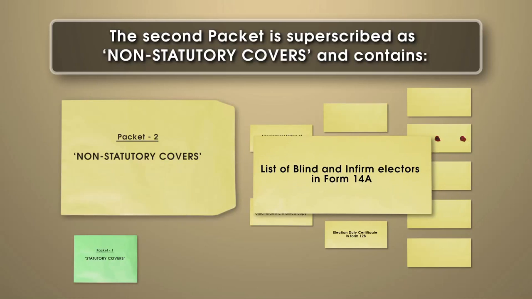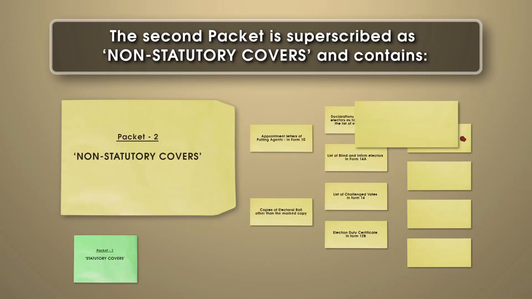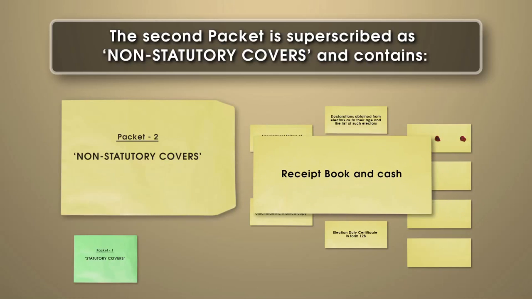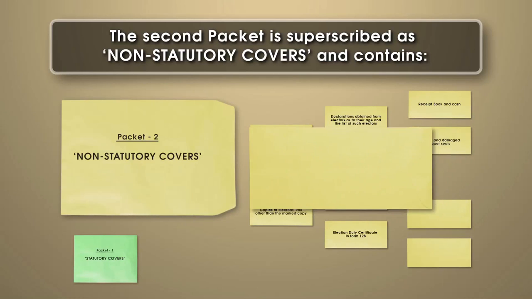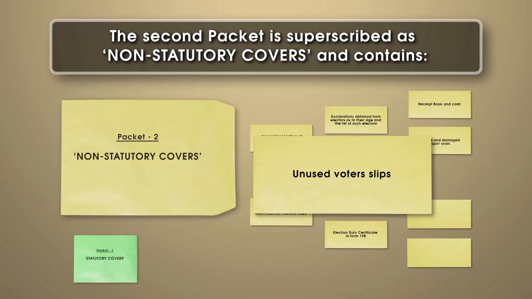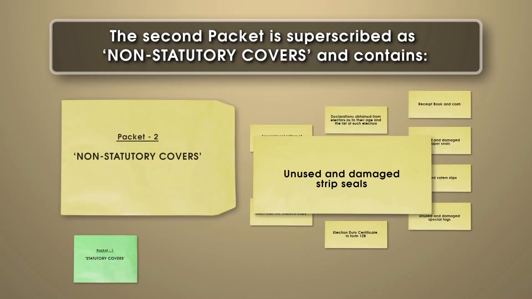The cover containing list of blind and infirm electors in Form 14A and the declarations of their companions. The cover containing declarations obtained from electors as to their age and the list of such electors. The cover containing receipt book and cash, if any, on account of challenged votes. The cover containing unused and damaged paper seals, if any, this also ought to be sealed. The cover containing unused voter slips. The cover containing unused and damaged special tags. The cover containing unused and damaged strip seals.